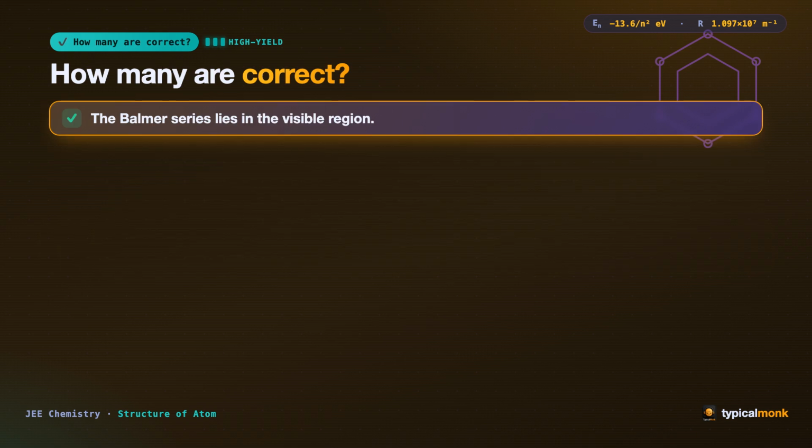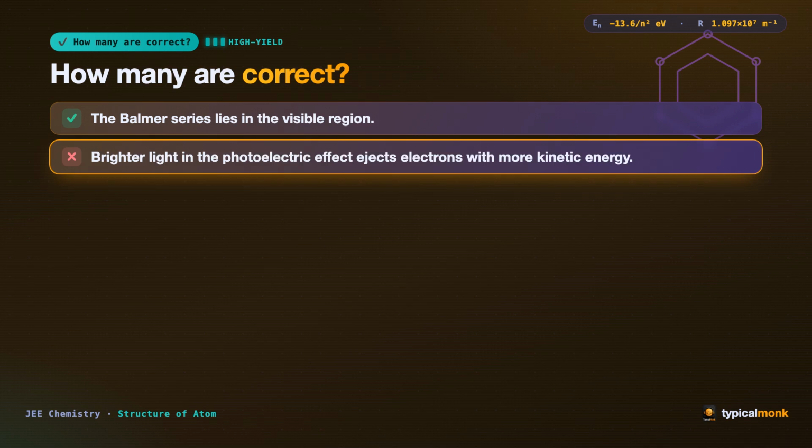Use a favorite G format. I will read some statements. You silently count how many are correct. Statement 1. The Balmer series lies in the visible region. Hold your verdict. Statement 2. Brighter light in the photoelectric effect ejects electrons with more kinetic energy.